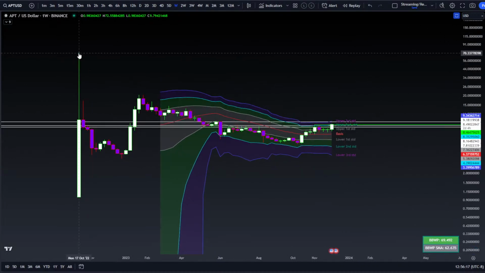Maybe someday it'll even get back to this wick high up here at what is this wick high? Is this wick high really? It opened at 98 cents and the high was at $72.55, and then it closed at 980. That sucks. Oh, well, again, it's October of 2022, so I'm not completely surprised. But yeah, interesting. Looks good though.